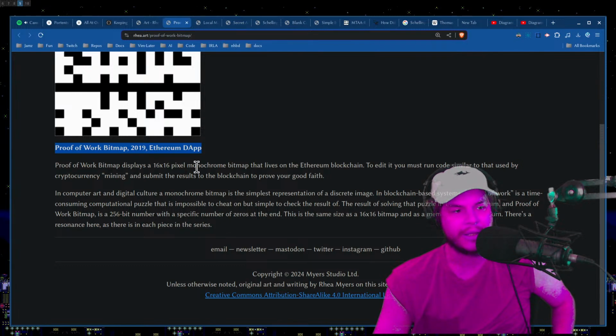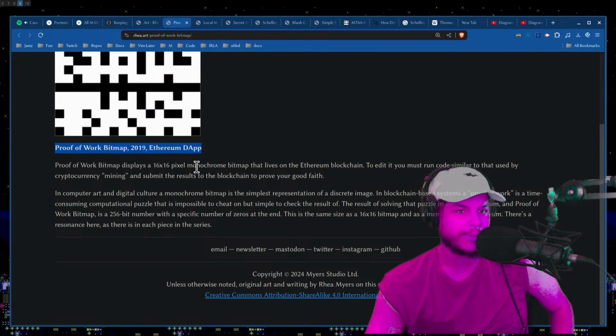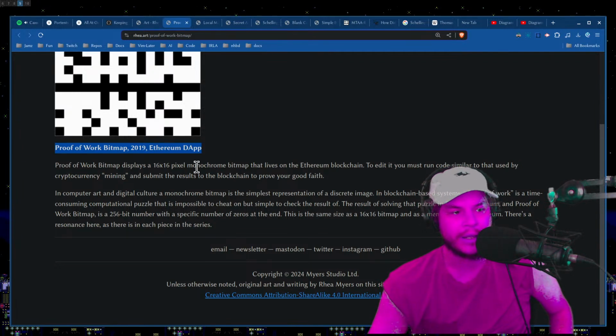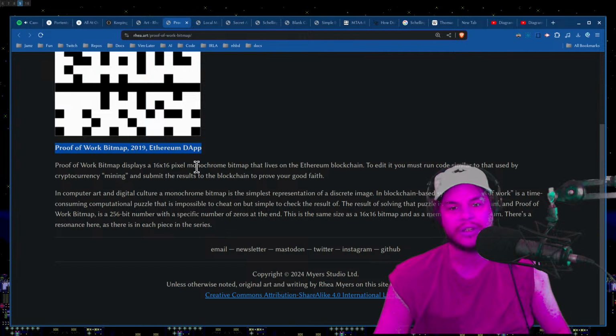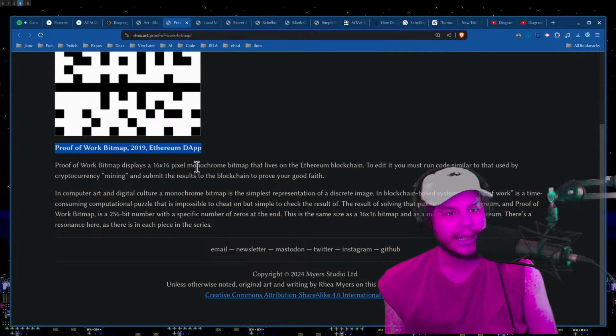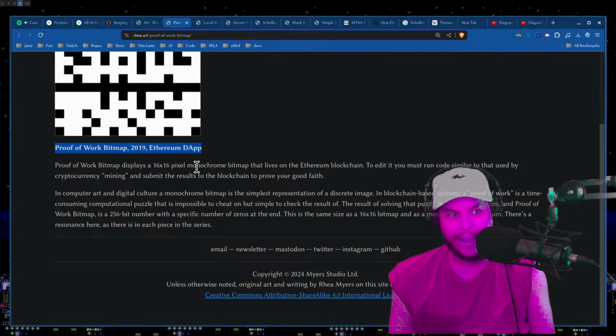In blockchain-based systems, a proof of work is a time-consuming computational puzzle that is impossible to cheat, but simple to check the result of. The result of solving that puzzle in Bitcoin, Ethereum, and Proof of Work Bitmap is a 256-bit number with a specific number of zeros at the end. This is the same size as a 16 by 16 bitmap, as a memory cell in Ethereum. There is a resonance here, as there is in each piece in the series.